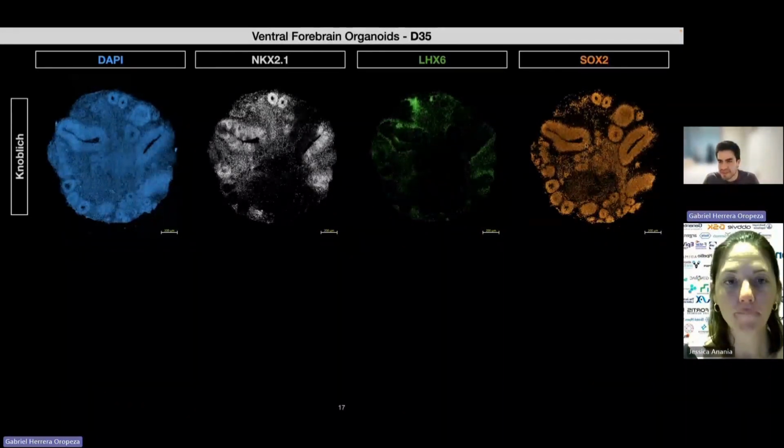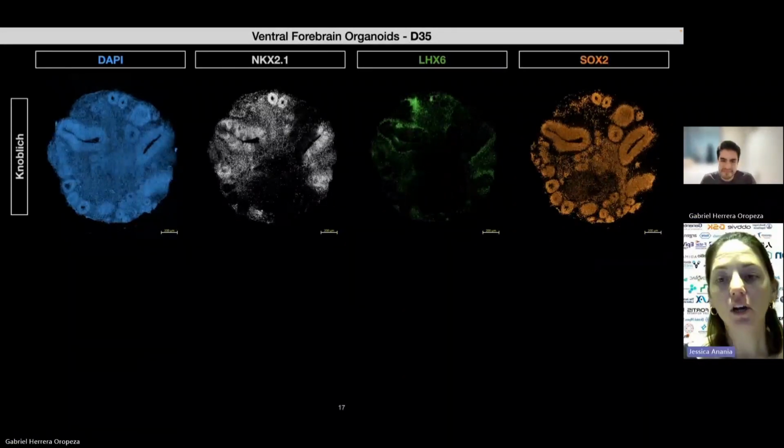SOX2 positive. SOX2 is a marker of progenitors, so this is marking all the progenitor cells. You expect this to be present in all the ventricle-like structures. Okay. And NKX2.1 just in the ones that have acquired a ventral identity. Oh, okay. So what if it's double positive for those things? They're just not as far along in their development then, if they're SOX2 positive and NKX2.1 positive?